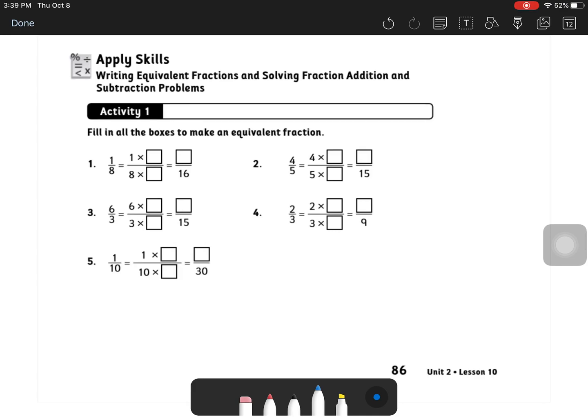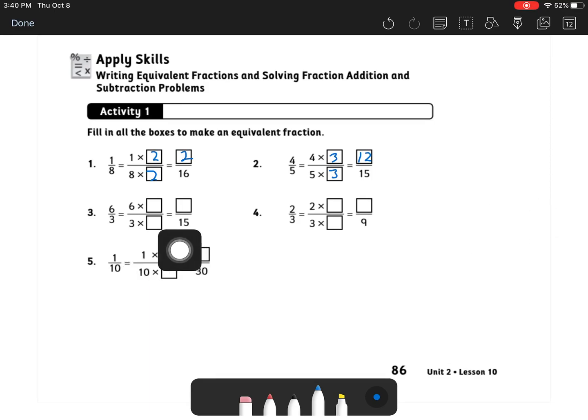Okay, so applying some skills here. So we're going to fill in all these boxes again. So 8 times 2 to get 16. Same thing in the top and the bottom, so that's 2/16. Next one, 5 times what is 15? That would be 5 times 3. And so then we get 12 over 15 there.